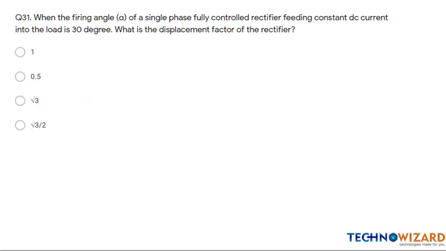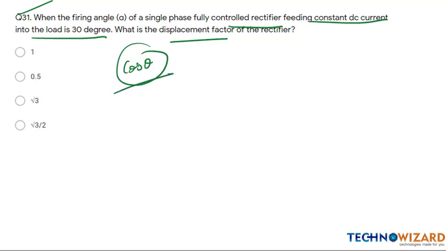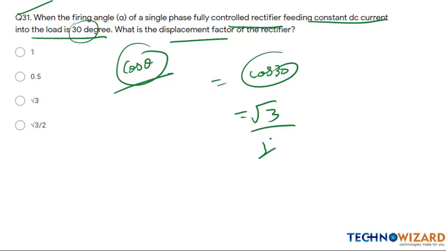Question number 31. They have said, when the firing angle of a single phase fully controlled rectifier feeding constant DC current into the load is 30 degree, find the displacement factor of the rectifier. Now this is a question from power electronics. For a rectifier, the displacement factor is given by cos alpha, the firing angle, and the firing angle is given as 30 degree. Therefore cos 30 is equal to root 3 by 2, which is the correct answer here. Root 3 by 2, option D.